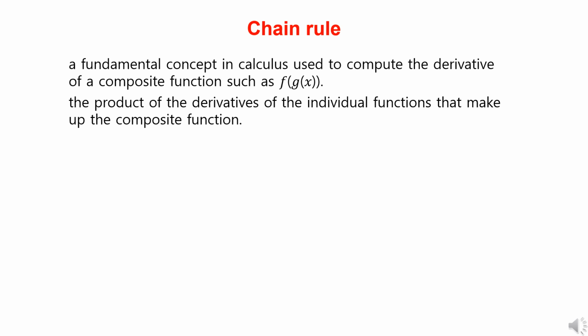Chain rule is a fundamental concept in calculus used to compute the derivative of a composite function. A composite function is a combination of multiple functions, like f(g(x)). In chain rule, we find the derivative of each individual function and then multiply them to get the overall derivative. In simple terms, the chain rule helps us calculate the impact of each value, even when they are not directly connected, by working through the intermediate functions.